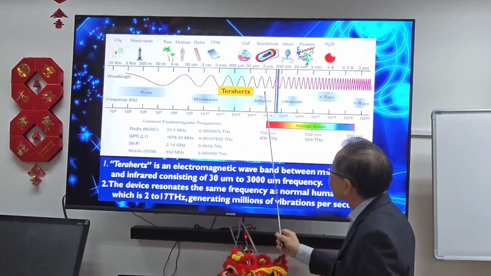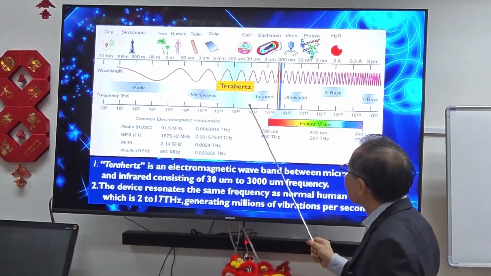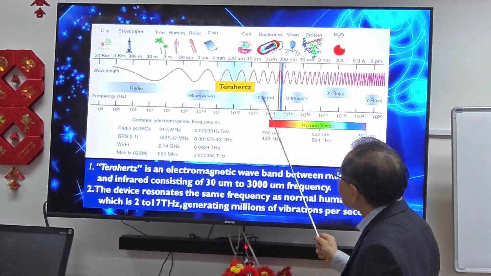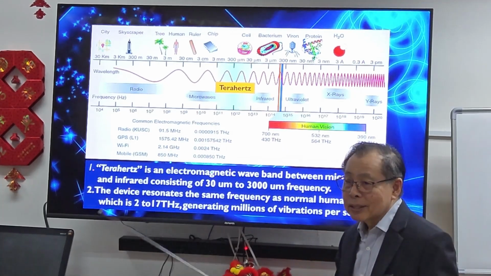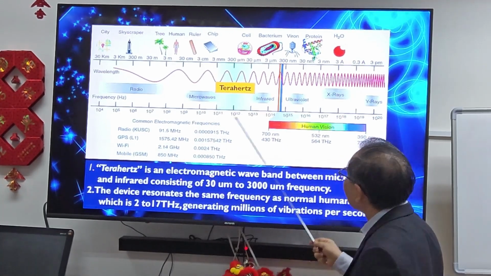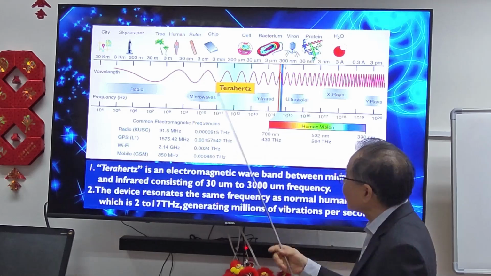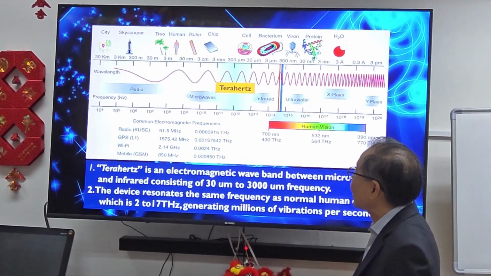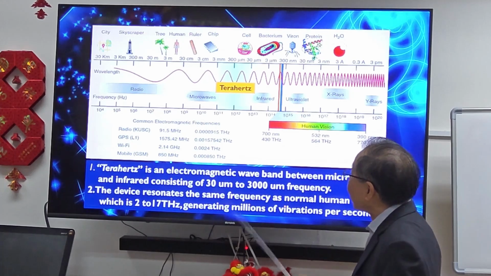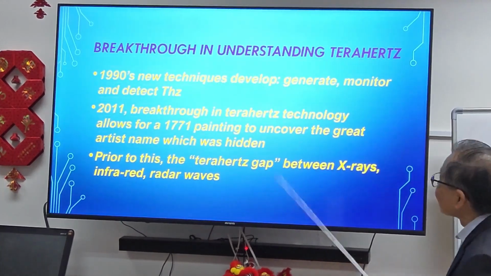So infrared, a lot of it is in the sunlight, as well as terahertz. This can be called near infrared. So you feel warm, you feel good. And terahertz can be called far infrared. It's between microwaves and infrared. I'll tell you a little bit more about microwave and infrared.